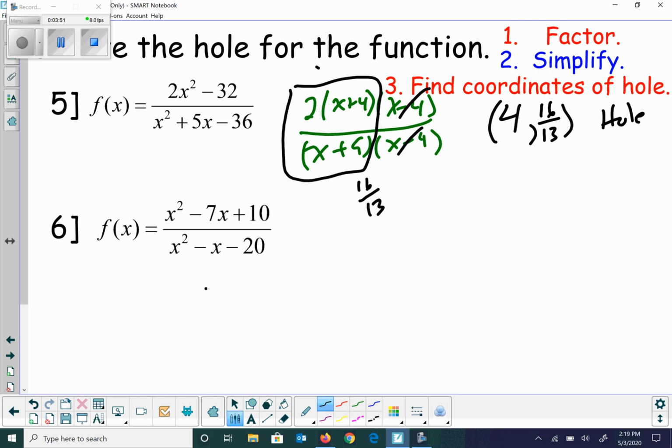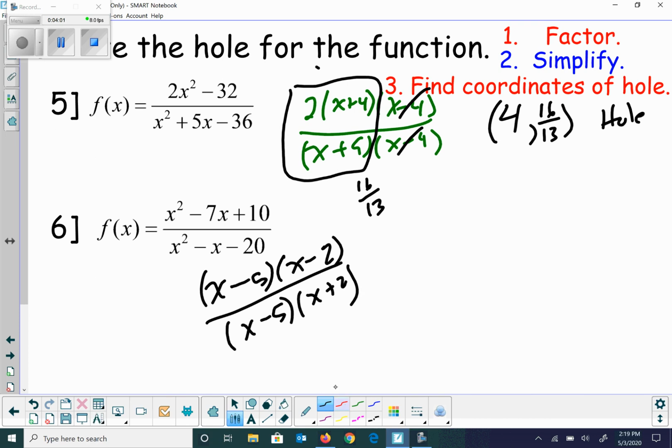Number 6, I'm going to factor the top to x minus 5 and x minus 2. And on bottom, it factors to x minus 5 and x plus 2. And the x minus 5's cancel out. So that gives me a hole at 5 comma, notice it's the opposite value. So if you set that equal to 0, take that 5, plug it back in. 5 minus 2 is 3. 5 plus 2 is 7. So 5 comma 3/7 is going to be a hole.